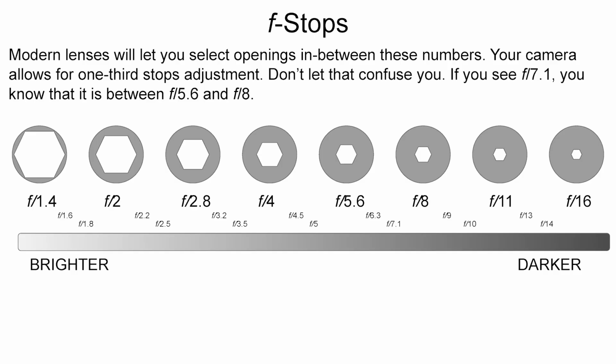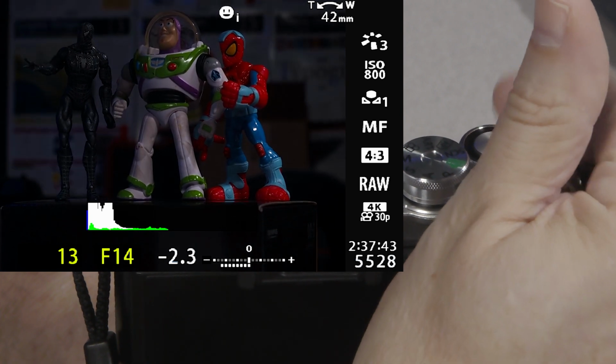You don't necessarily need to memorize all of the 1/3 stop increments. If I look at this F9, I know it's between F8 and F11, which are full F stops. But I did want to point that out.